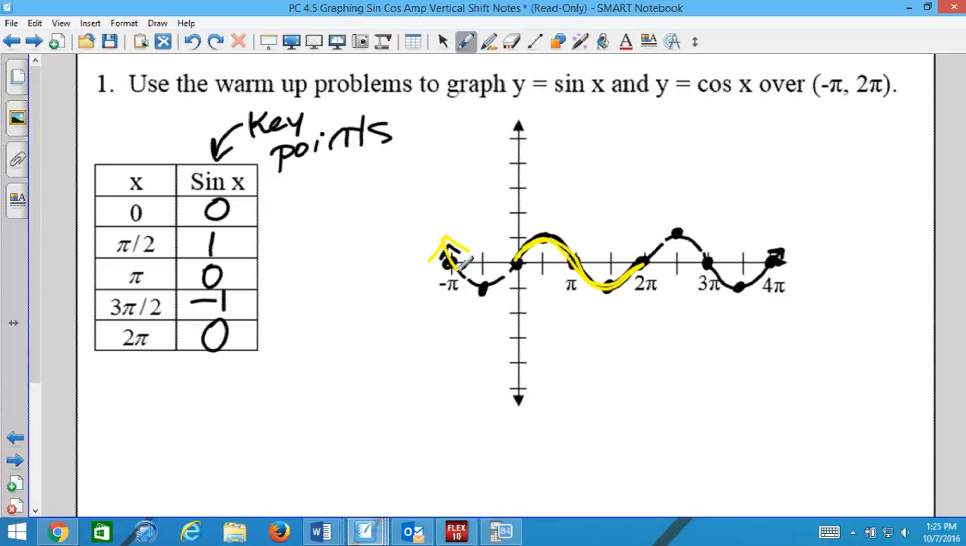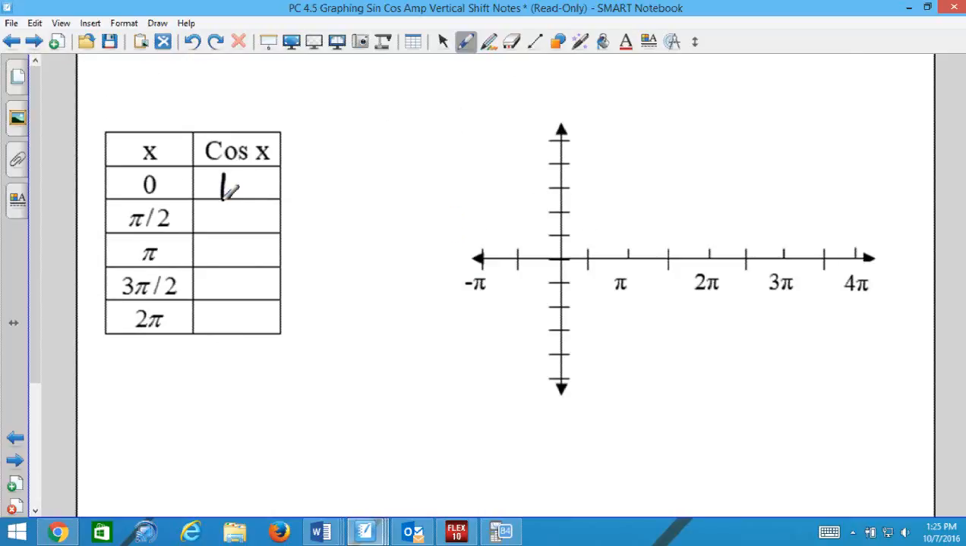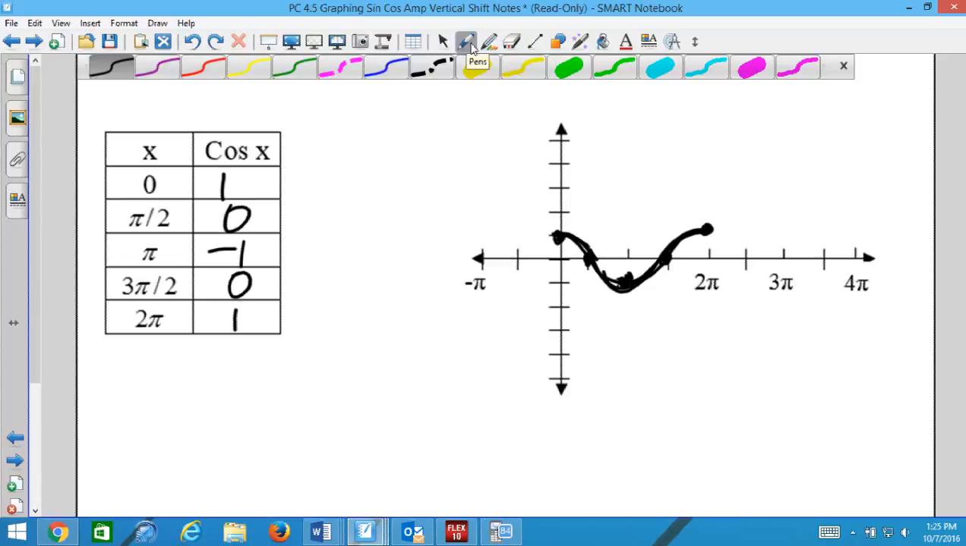All right, so now we're going to do the cosine. We need to first start with our key points. You guys remember doing this stuff last year? Yeah. See, I'll review. Cosine starts at 1, then it goes 0, -1, 0, 1. You graph them. Starts at 1, 0, -1, 0, 1. So the first thing that we notice about cosine is it kind of looks like a valley. And then from there, it just repeats. So I'm just going to continue the pattern.